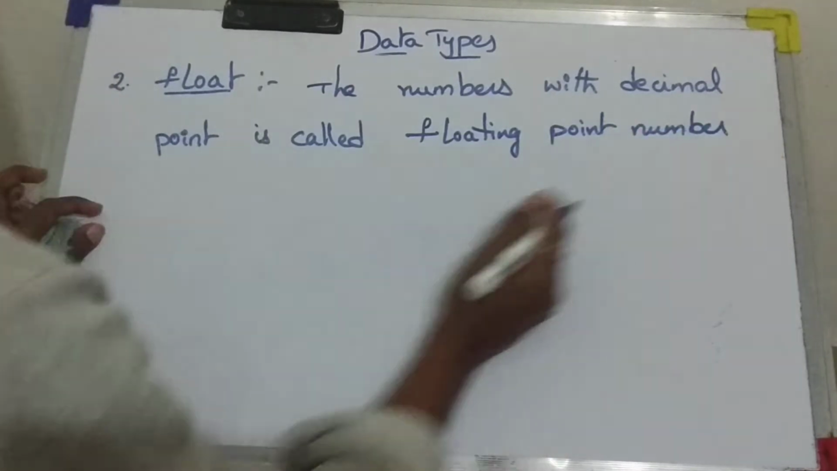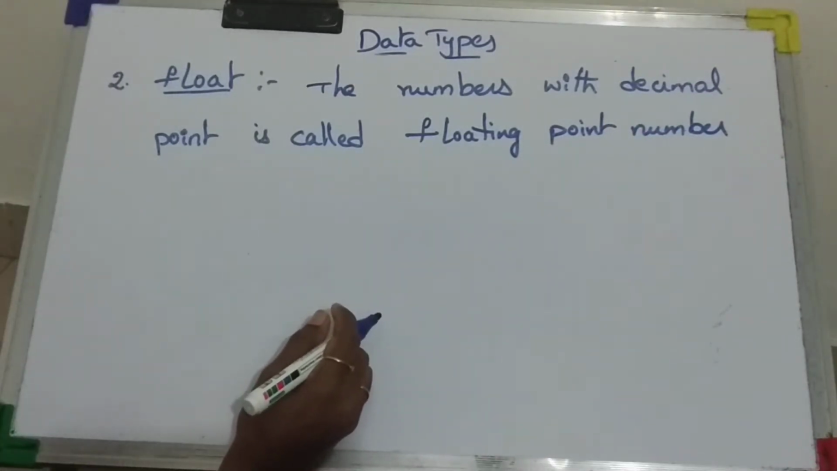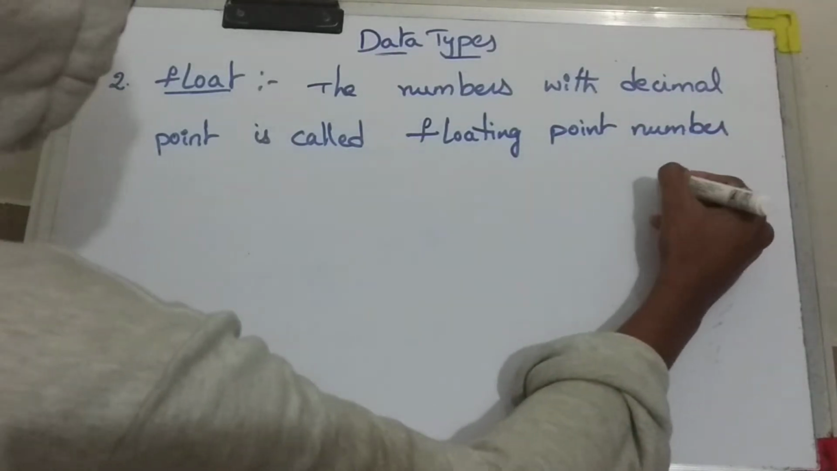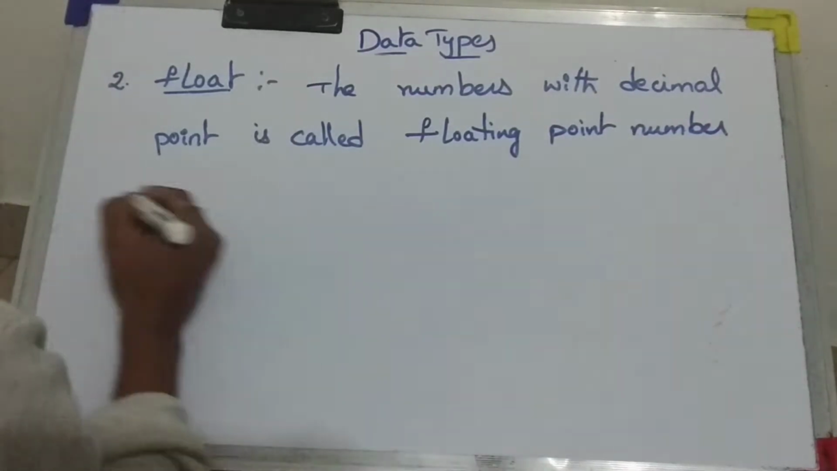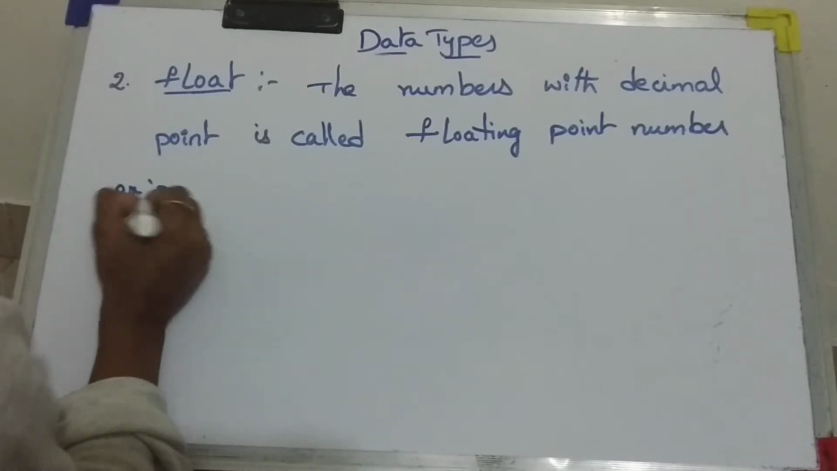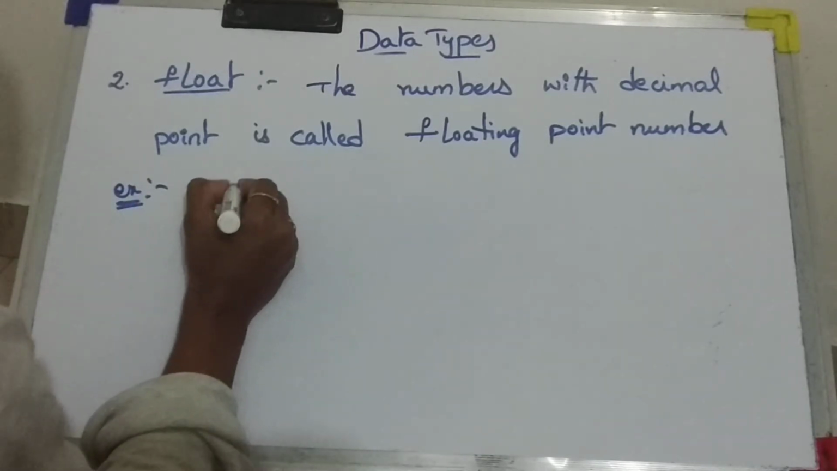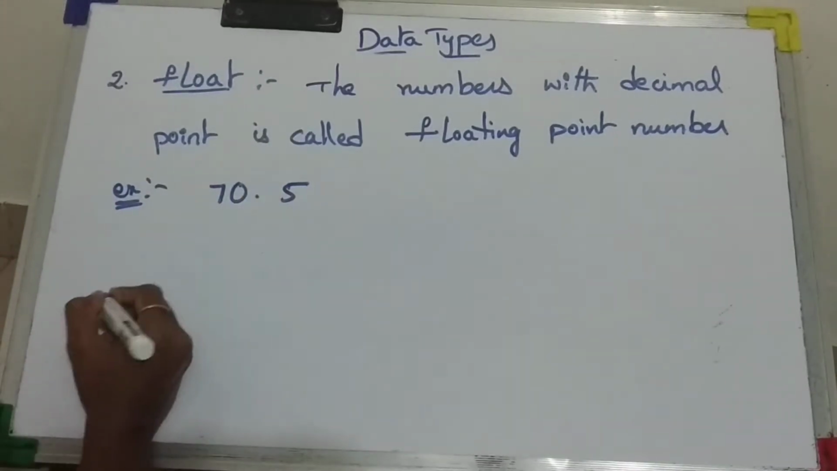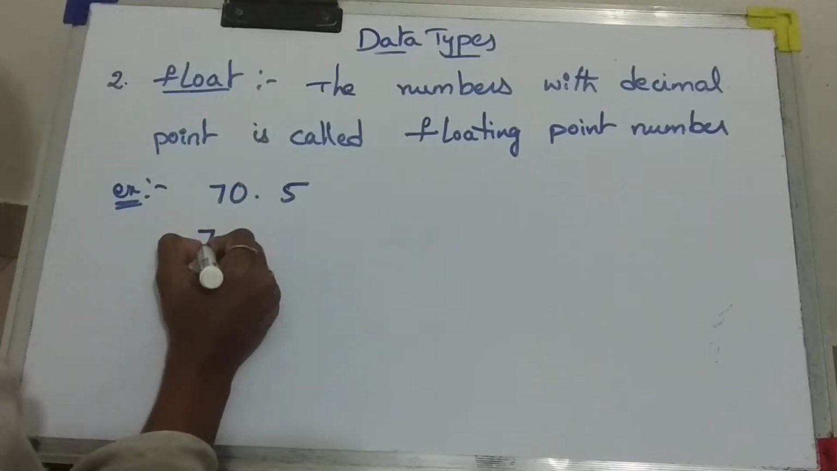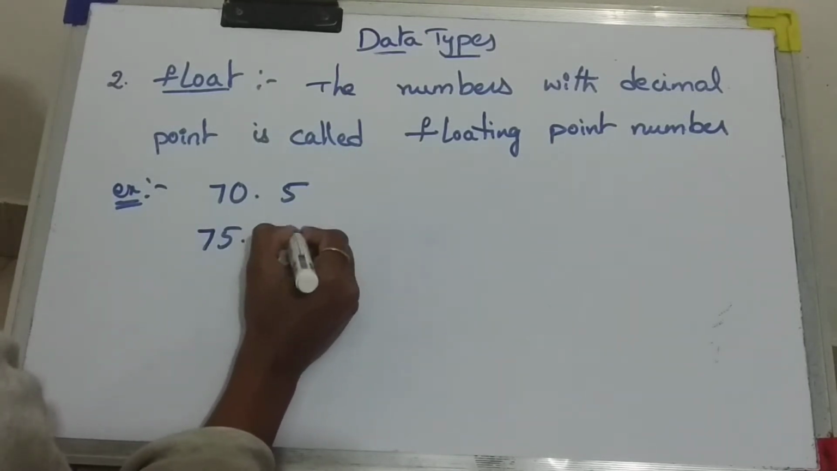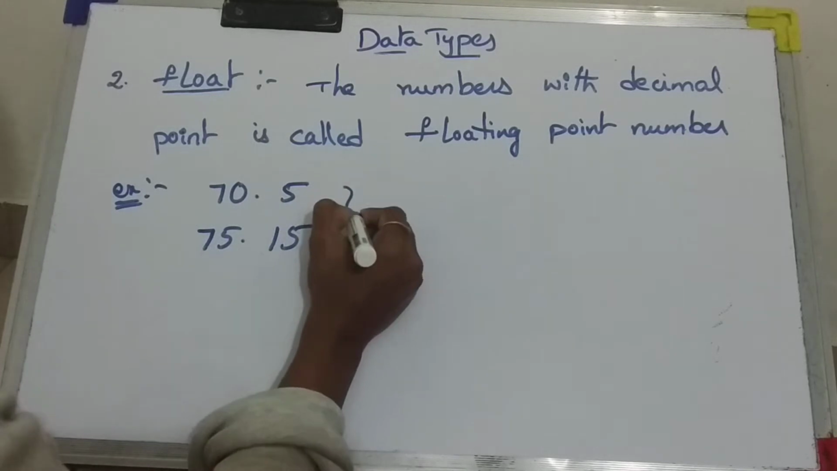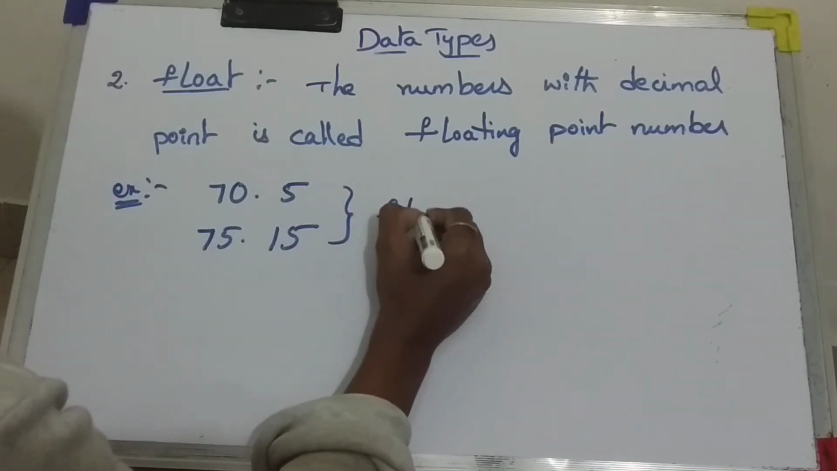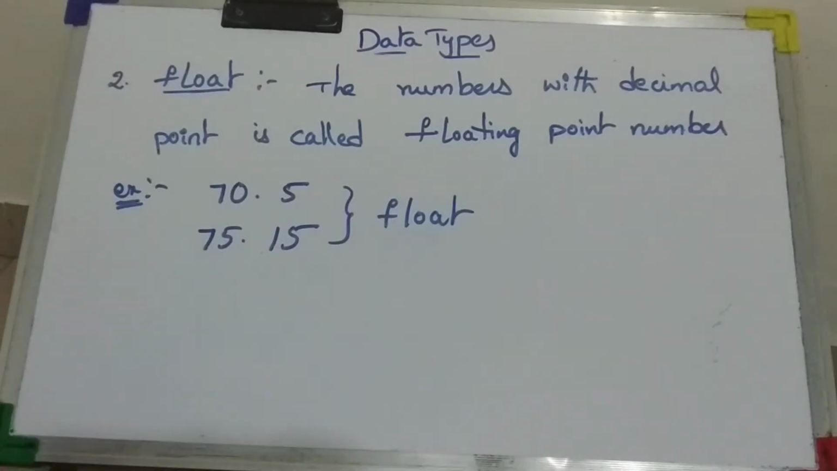For example, we will take the diesel number. Diesel price is, for example, 70.5 and dollar price is 75.15. These are the floating numbers.